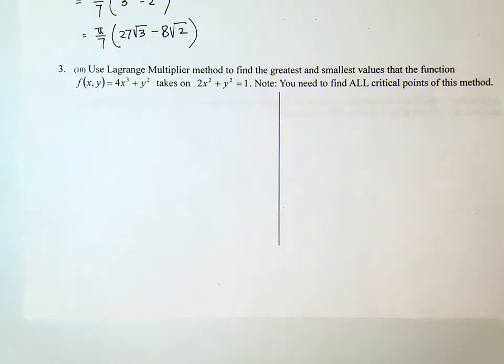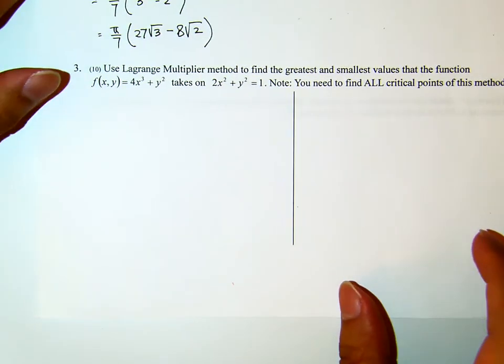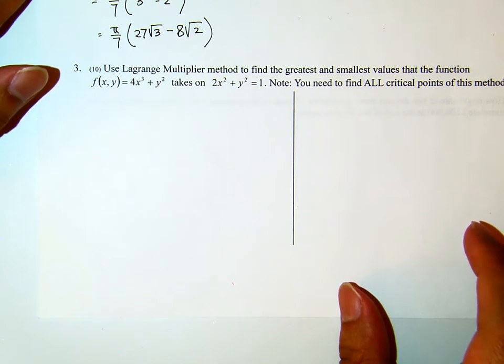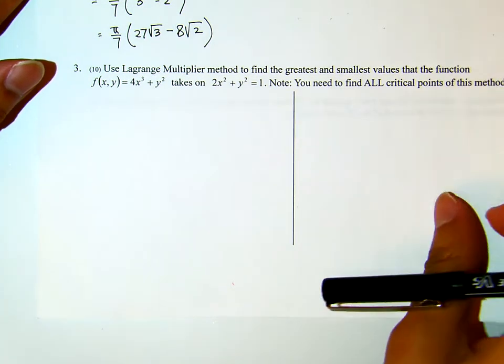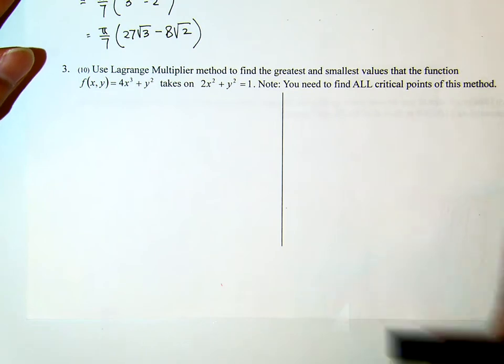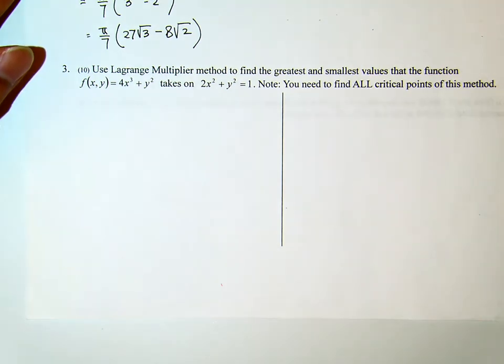The following is Summer 2009 Math263 Test 3, number 3. Use the Lagrange multiplier method to find the greatest and the smallest values that the function f(x,y) equals 4x cubed plus y squared takes on the constraint 2x squared plus y squared equals 1. Now there's a special note here. You need to find all critical points of this method.